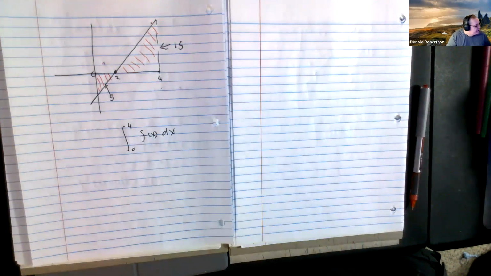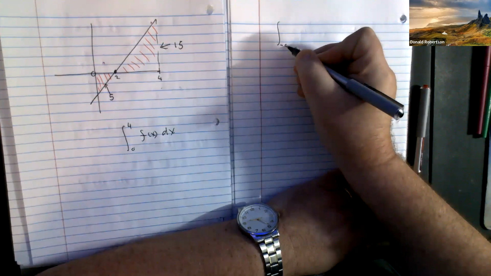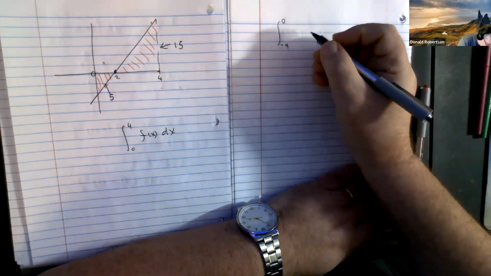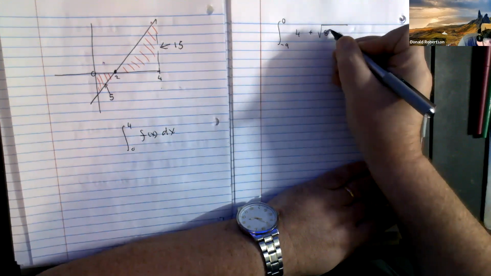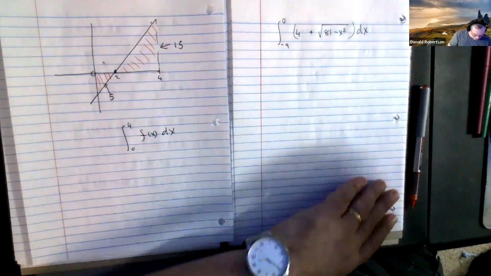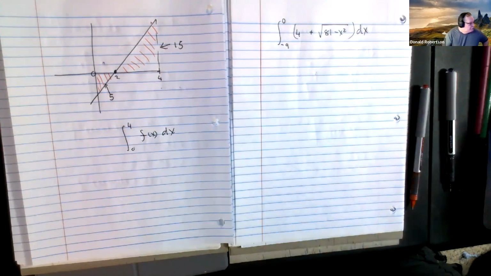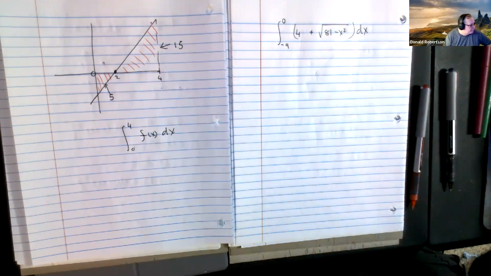The next one is similar to one of the homework questions, and it's going to be the integral from -9 to 0 of 4 plus the square root of 81 take away x squared dx. Now, you might be very good at visualizing curves, but sometimes you can't, right? You have to put them into Desmos and sketch them, right?